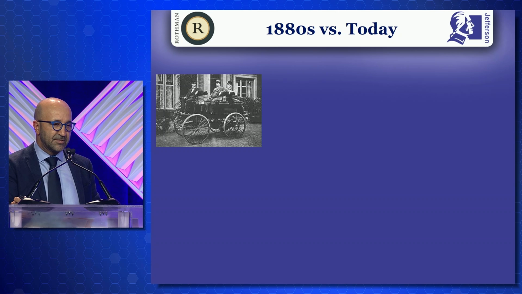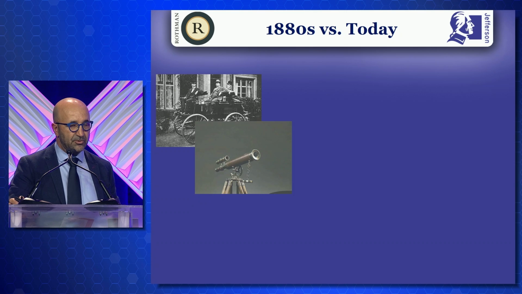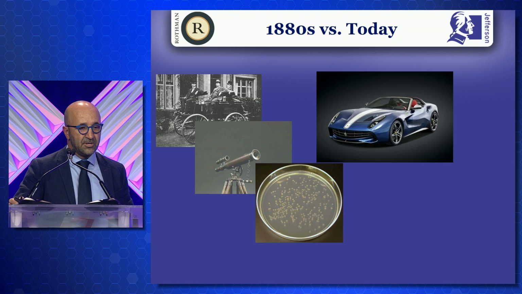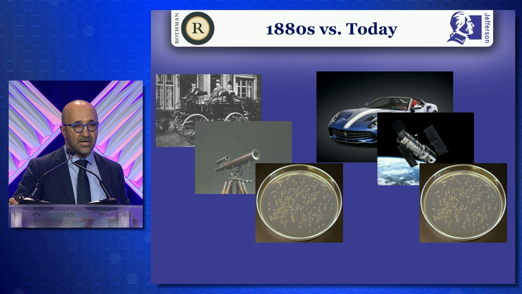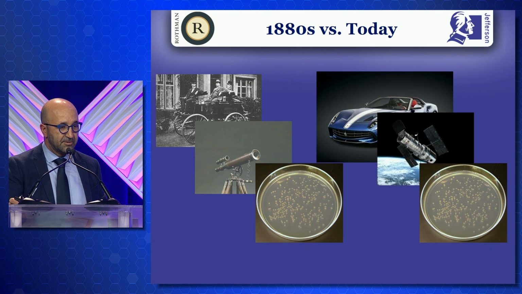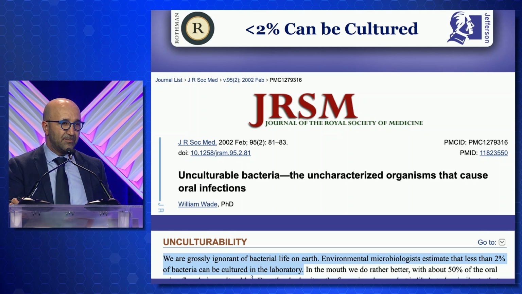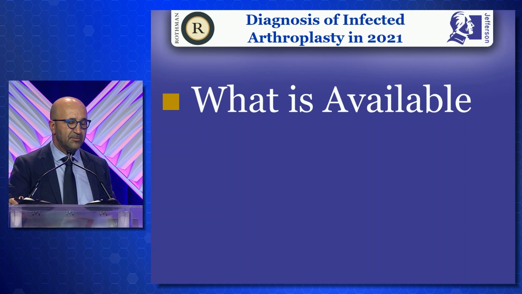Culture is primitive. This is what we were doing in the 1880s when culture was introduced. That's the mode of transport. This is how we looked at the skies, and this is how we isolated the infective organisms. This is our mode of transport today. This is how we explore the outer galaxy, and this is how we isolate the organisms. So, in fact, 2% of organisms are culturable. Of all the pathogens known to mankind, only 2% of them can be grown on a Petri dish.